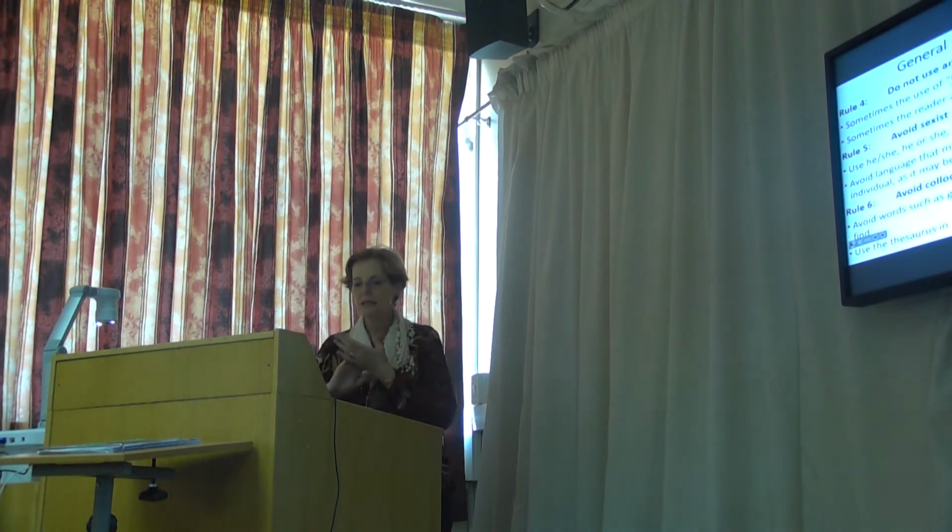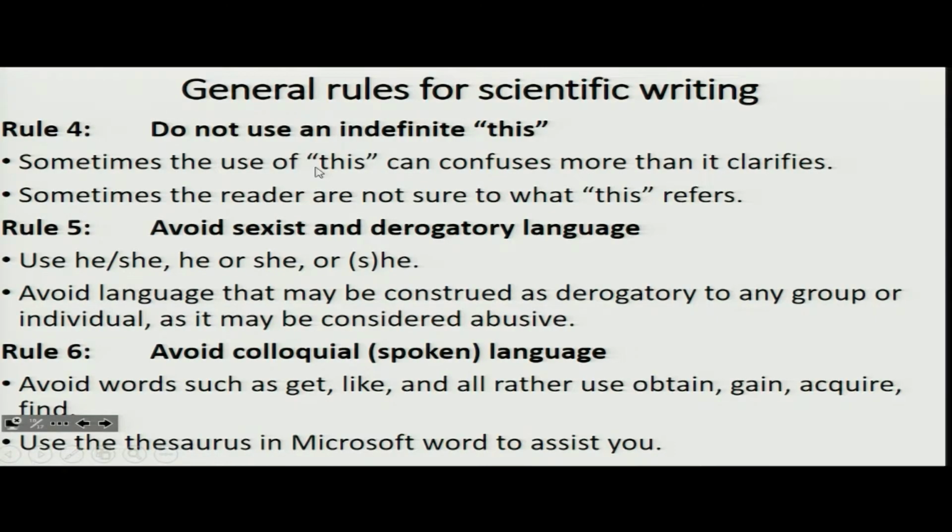Right, let's go to the next 3 rules. Do not use an indefinite this. Sometimes the use of this can confuse more than it clarifies. Sometimes the reader is not sure to what this refers. If you mention 2 things in the previous sentence and you say, this is now, then which one of the 2 things is it? I don't know. And I'm reading your work, so I want to know exactly what you refer to. So be careful of this.